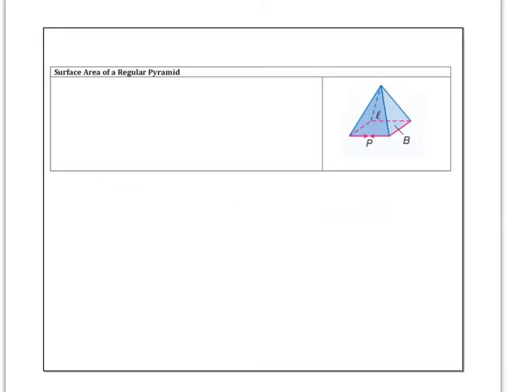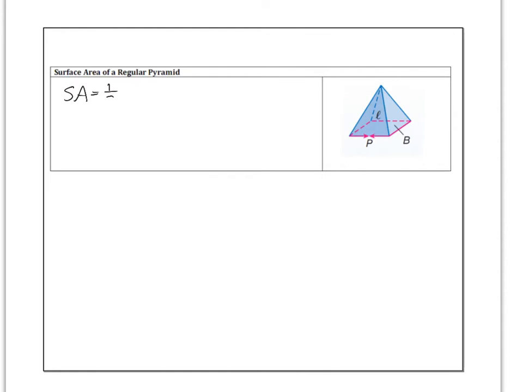Moving on to surface areas. Now surface areas are the lateral area of the pyramid plus the area of the base. So lateral area is only the area of the sides around the object. For surface area, it's any surface you can touch on the outside, so you must include the base. So it goes like this.